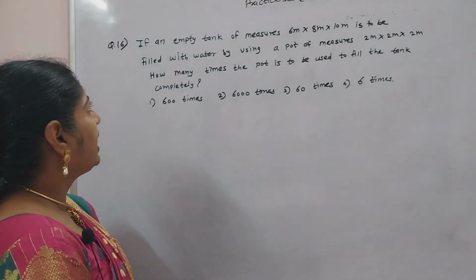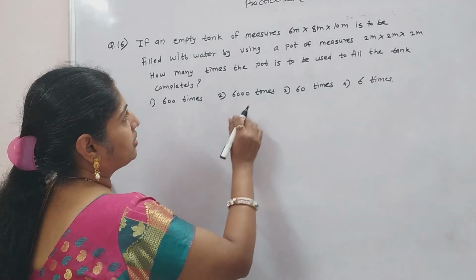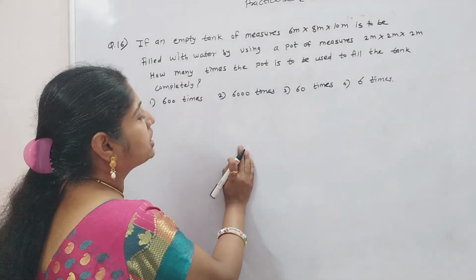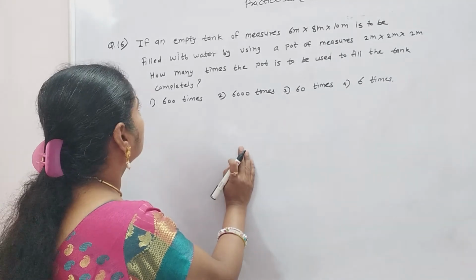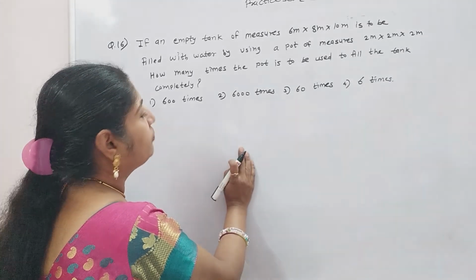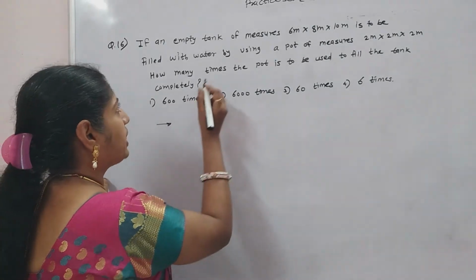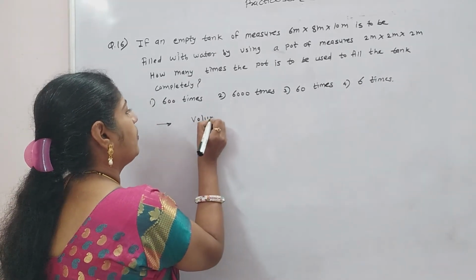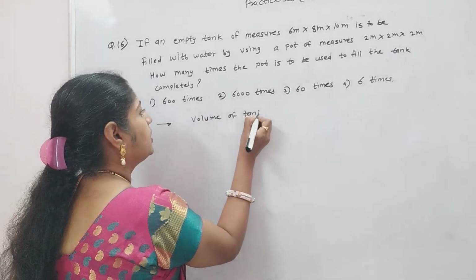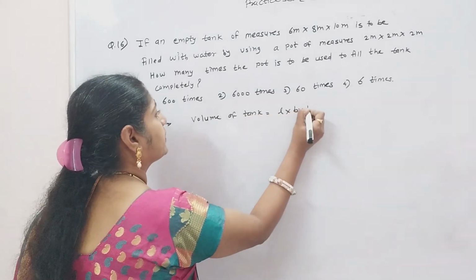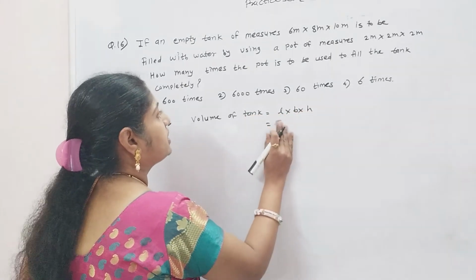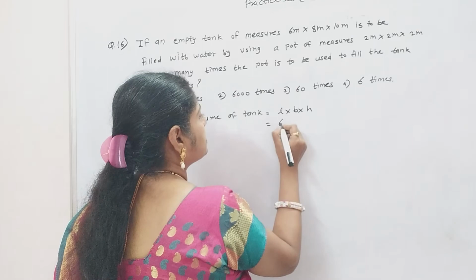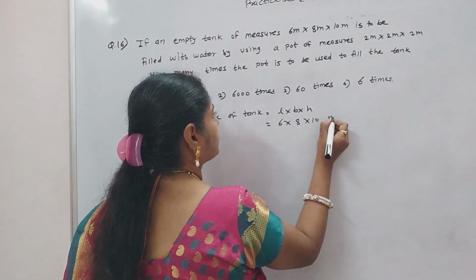Next question: an empty tank measuring 6 into 8 into 10 meter is to be filled with water by using a pot measuring 2 into 2 into 2. How many times is the pot to be used to fill the tank completely? Now the tank is in the shape of a cuboid. So the volume of the tank equals length into breadth into height, where 6 is the length, 8 is the breadth, and 10 meter is the height, 6 into 8 into 10 meter.